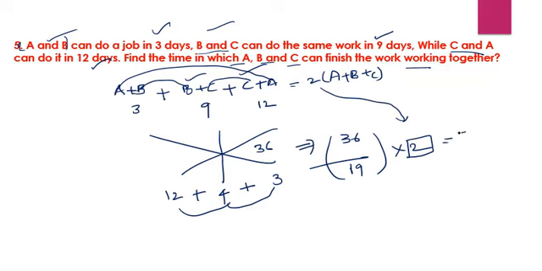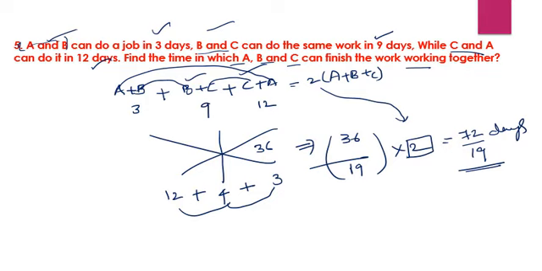So here the answer will be 72 by 19 days. So remember, whenever it's given as A and B, B and C, C and A, we have to multiply the answer by 2. So let us look at the sixth example.